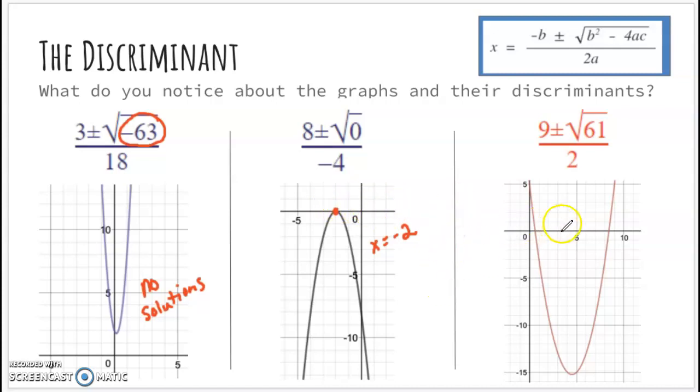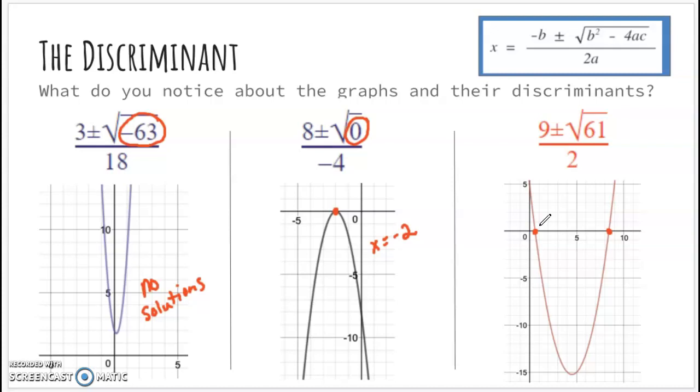Okay, and then for this last one, you'll notice that 0 really showed us a lot. This 61, the square root of 61, doesn't work out very nicely. So you do have two roots. You may have to do some rounding here. Our square root of 61 comes out to be about 7.8.